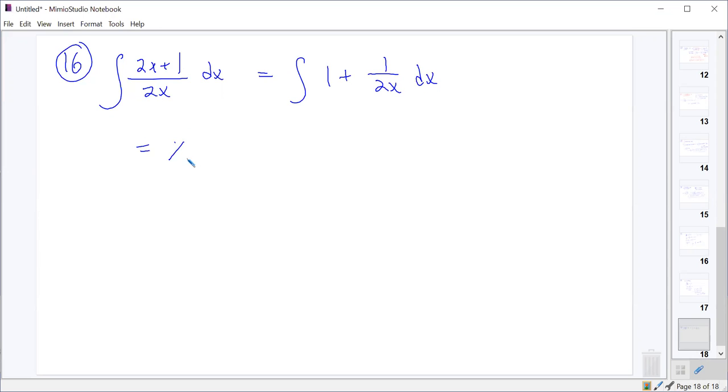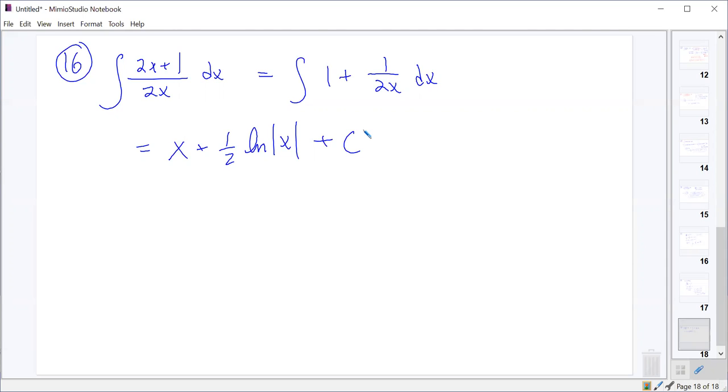And the integral of 1 is x. And the integral of 1 over 2x, well, that's just a half of 1 over x. So that'd be plus 1/2 natural log absolute value of x plus our constant.